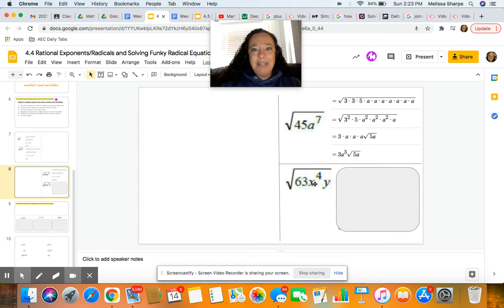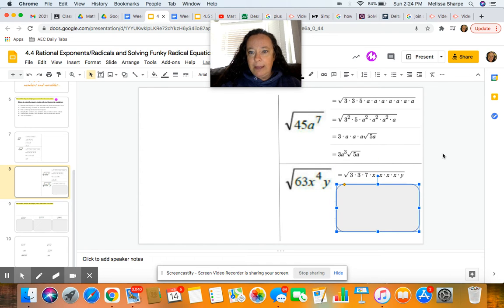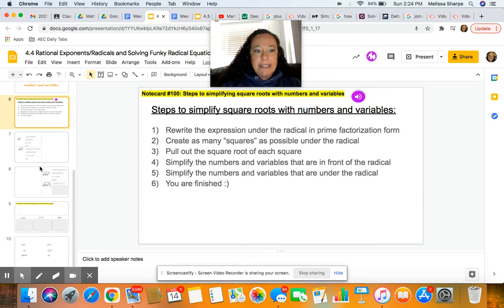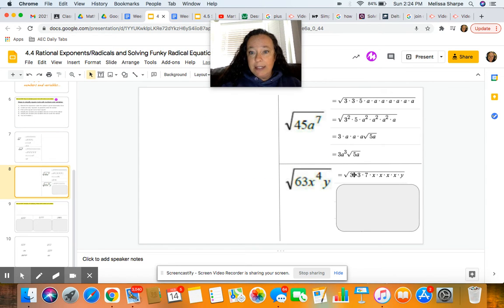We'll have x times x times x times x because that's an x to the fourth and just that little y. Okay, and then we look at the steps. Create as many squares as possible. So that's a 3 squared. 7 doesn't have a square. An x squared, and the y doesn't have a square.